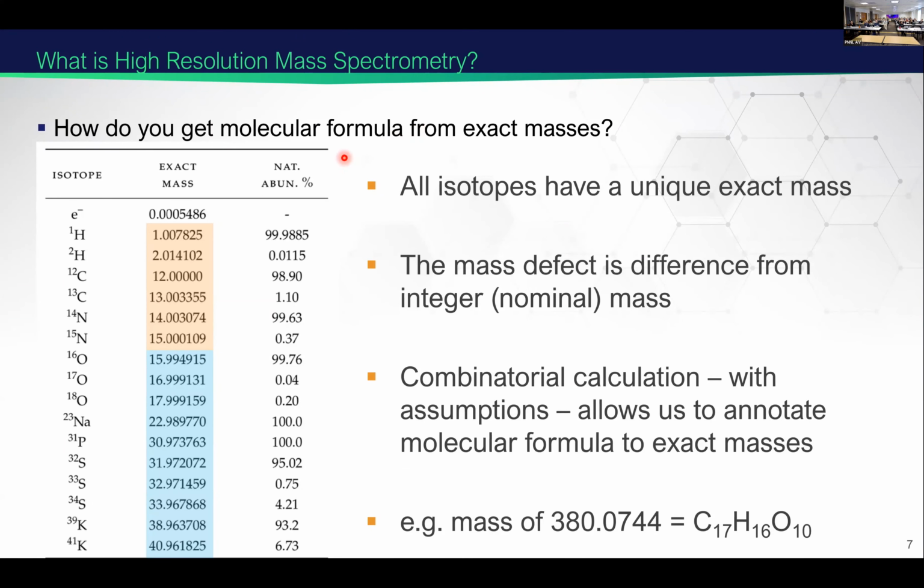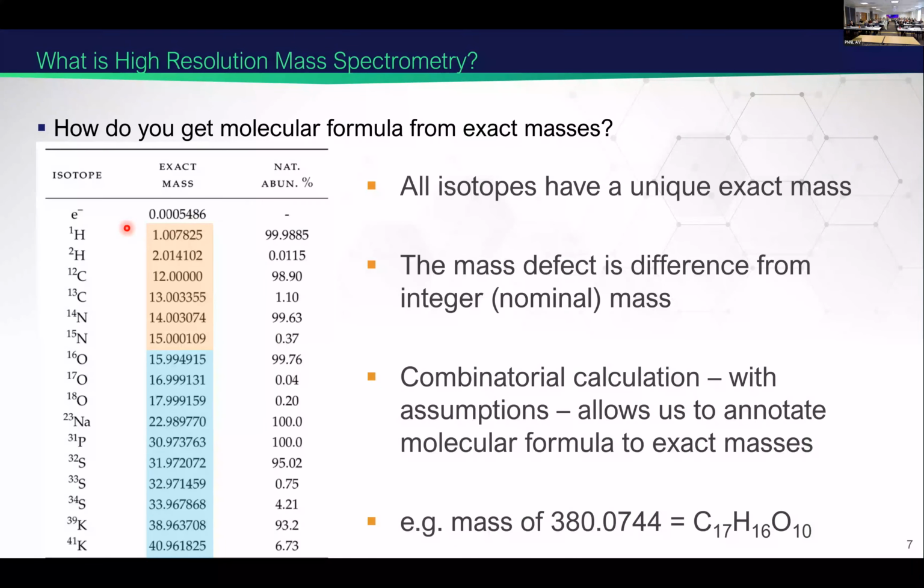So what this means is that there's a value after the decimal place, which isn't zero, with the exception of carbon-12, which we define to be 12.0. And so all of these other isotopes you see here have distinct, different exact masses. And what we're able to do is essentially a combinatorial equation, where we're looking at what possible combination of isotopes gives us the mass that we've measured. Obviously, we constrain that with things like the natural abundance of those isotopes.